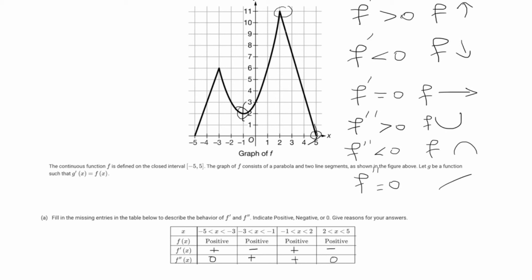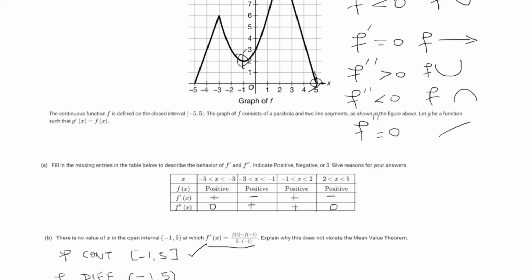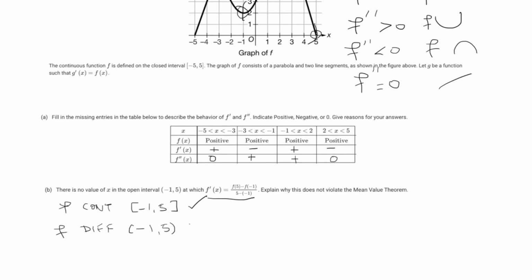Really, the only question here is at x equals 2. What we have here is a cusp. We know that the derivative does not exist when there is a cusp. So it is not differentiable in the open interval. So because the criteria is not met, we cannot use the mean value theorem. Therefore, it does not violate the mean value theorem.